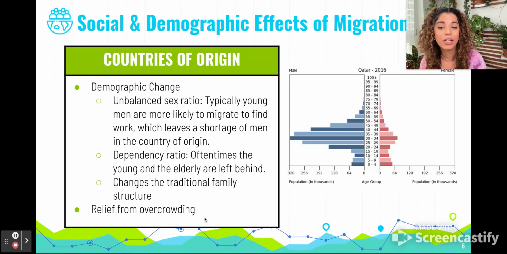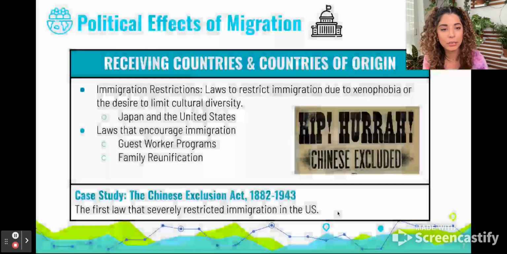This can also provide relief from overcrowding. So this is one example. This is Qatar. And look, guys, look at how many young men are in this country. These were not born in Qatar, right? They're there specifically for construction. I'm sure you guys heard a lot of controversies that had to do with the World Cup, but there were a lot of building and construction projects that needed employees. So a lot of men came in from other countries. So we can see how much it can skew that population pyramid.